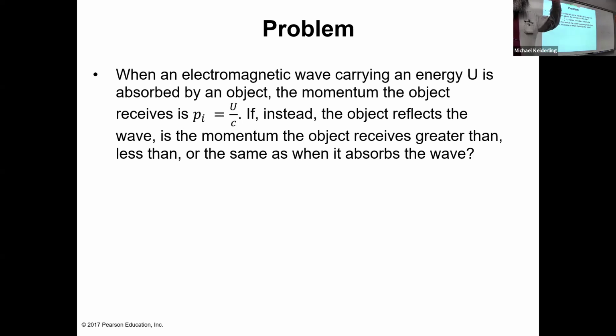So you can either have the light hit it and get absorbed, which will transfer p, the momentum of the light, or it can hit it and bounce off. Which do you think transfers more momentum?